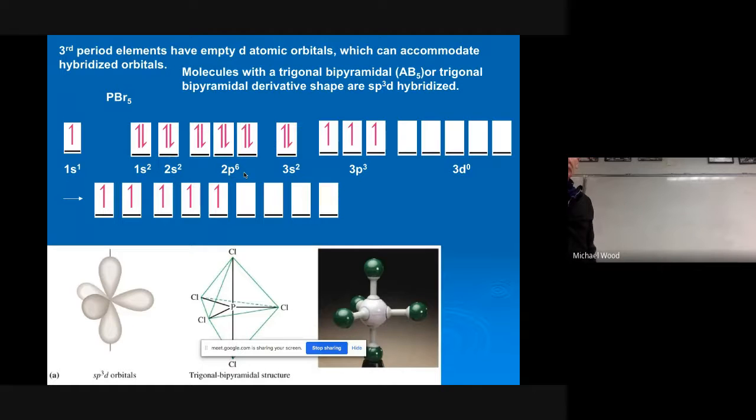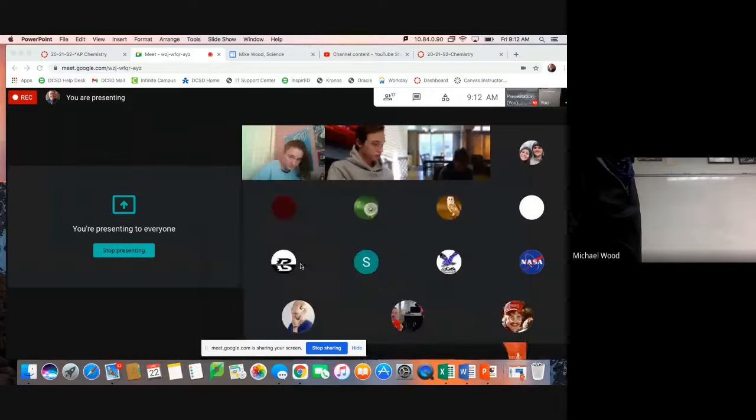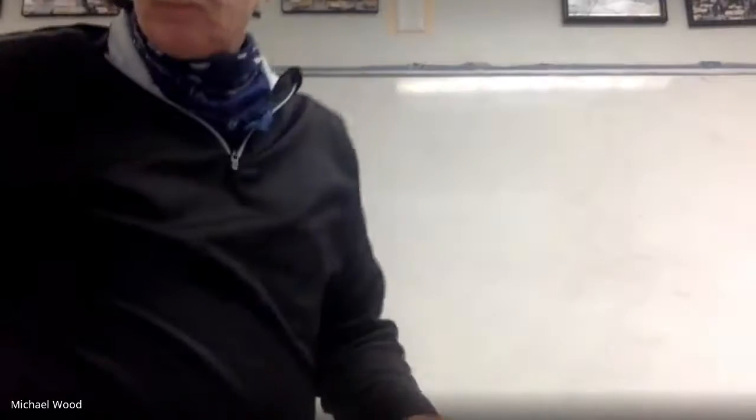And again, I'm going to try and explain this hybridization. I don't know how well I explain it, but I'm going to try and do that here. Okay, I'm going to minimize this. And again, if I'm going too fast, tell me. And I can put that back up here in a second.